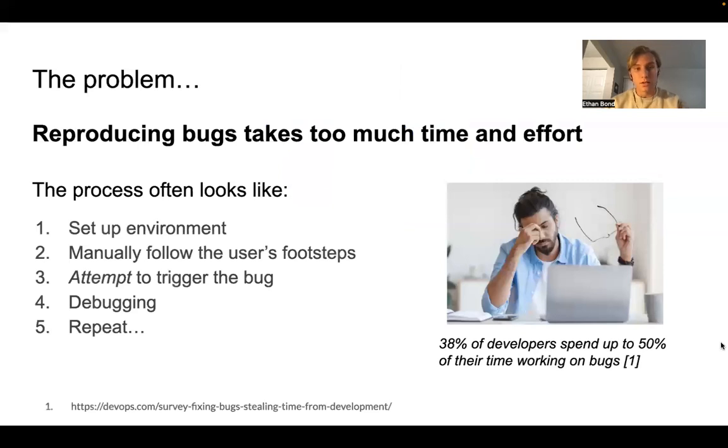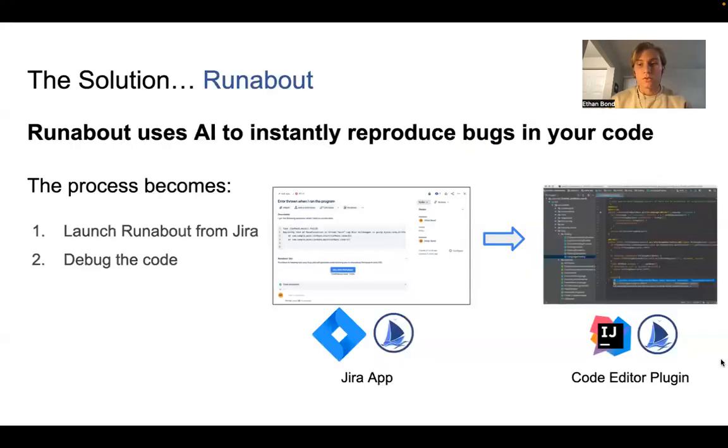So the problem that I set out to solve is that reproducing bugs takes too long. There are too many manual, repetitive tasks that go into reproducing bugs, and it's generally the most frustrating part of a developer's job. So the solution I've created is called Runabout, and it's a tool that uses AI to instantly reproduce the bugs that are filed from Jira in your code.